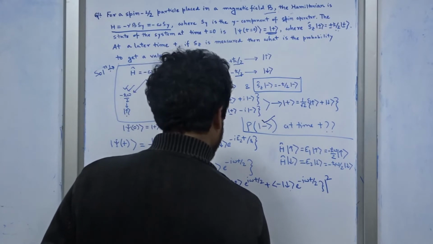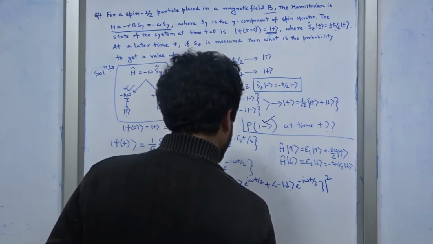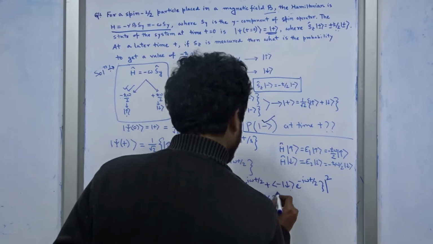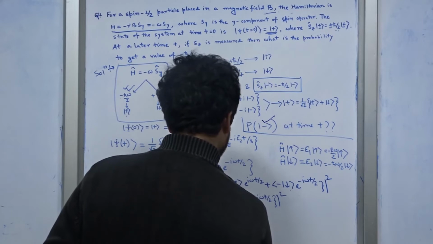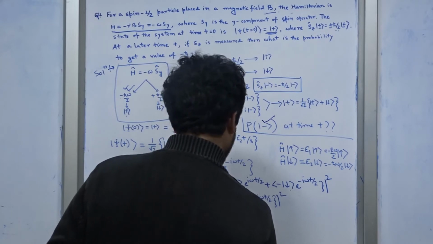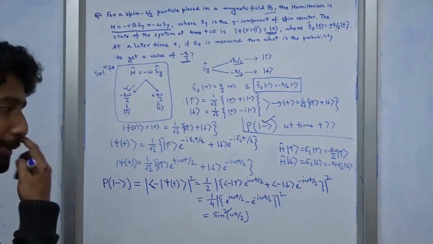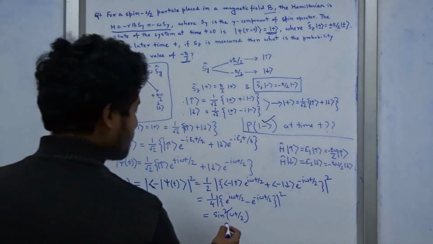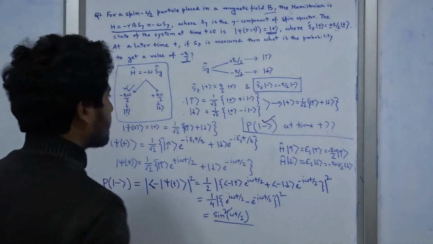It will become e to the i omega t by 2 minus e to the minus i omega t by 2, as a square, and at the end it becomes this. So this is the probability of finding it in the minus state.